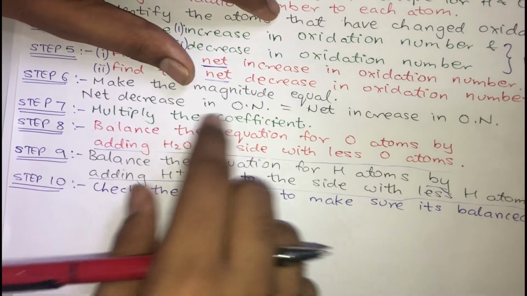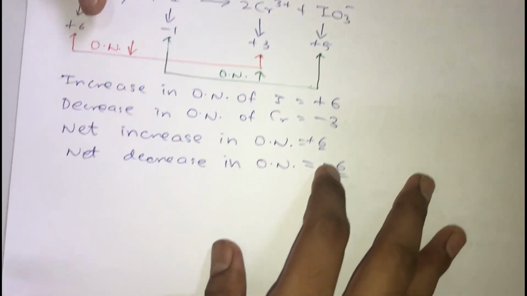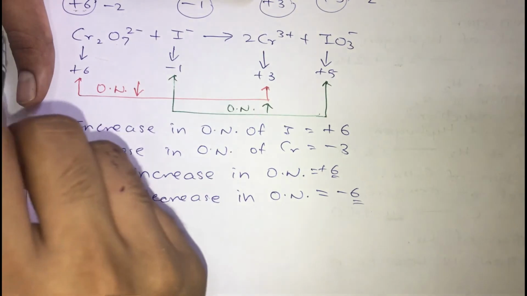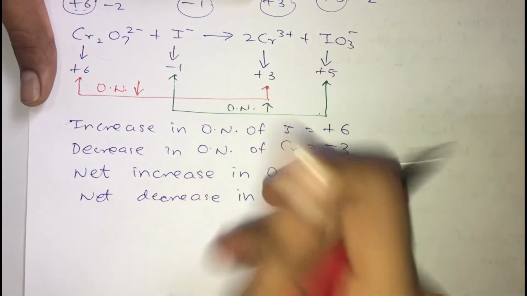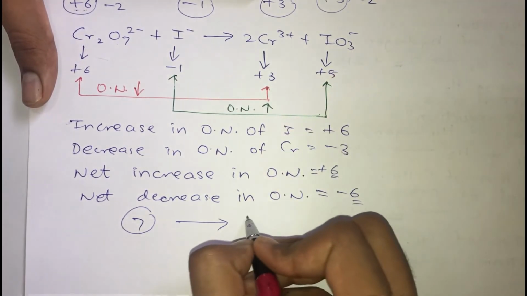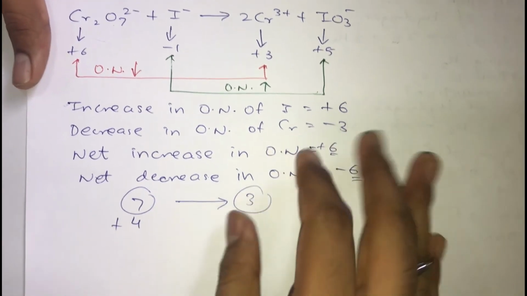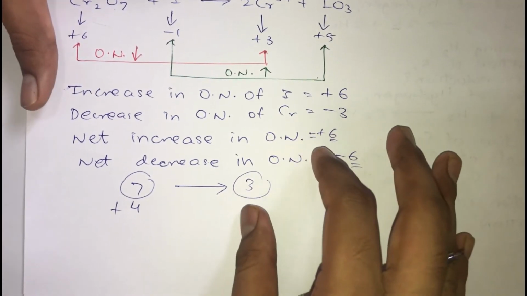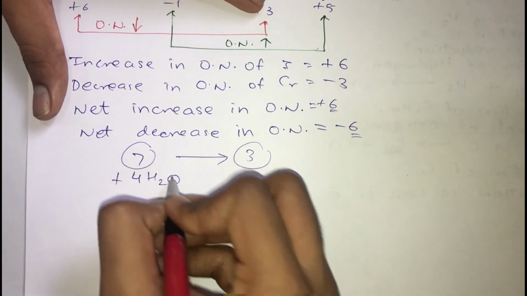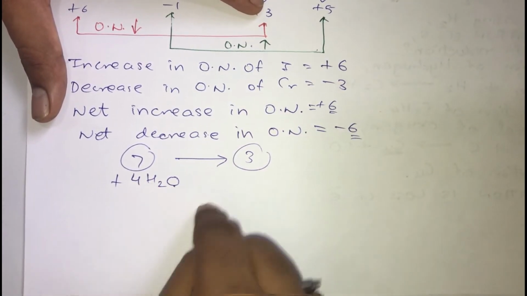Then step 8, balance the equation for oxygen atoms by adding H2O to side with less oxygen atoms. So on the left hand side, how many oxygen atoms are there? 7. On the right hand side 3. So can I say that here you need to add plus 4 oxygen atoms? And how we are going to add oxygen atoms? You are not going to add the oxygen atoms directly, but instead you are going to add them in the form of H2O. So H2O has 1 oxygen atom, so 4 times 1 will give you 4 oxygen atoms.